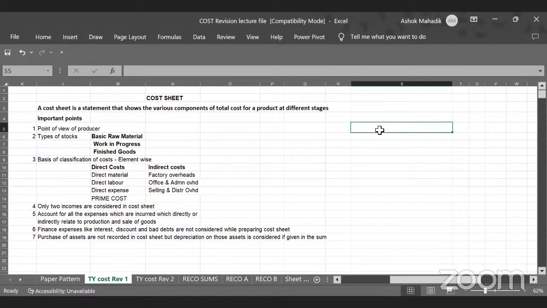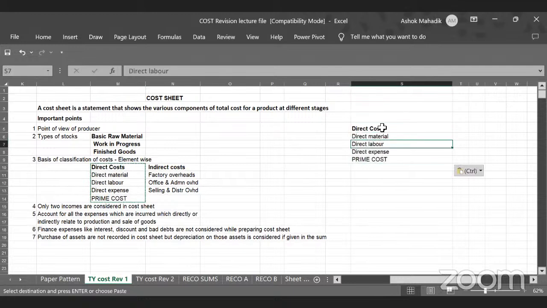Now, as I told you, our cost sheet will be a statement of all the costs. The format will be: you always start with direct cost. Under that, you have direct material, direct labor, and direct expenses. The total of these three will be prime cost. After that, you start with indirect cost.